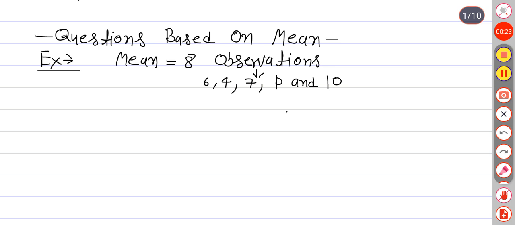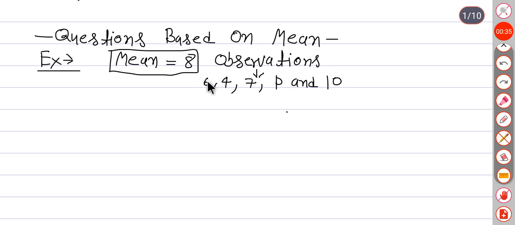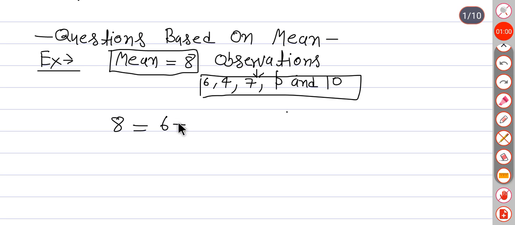So let's get started. See, if the mean is given, which is 8, and the observations are 6, 4, 7, P and 10. So here this is P, and you need to find the value of P. Here the mean is already given, and you need to find an observation. So you will write 8, that is the mean, equals 6 plus 4 plus 7 plus P plus 10.